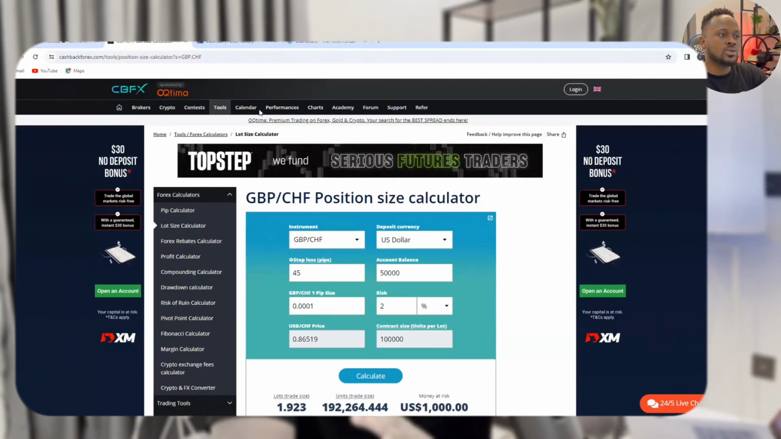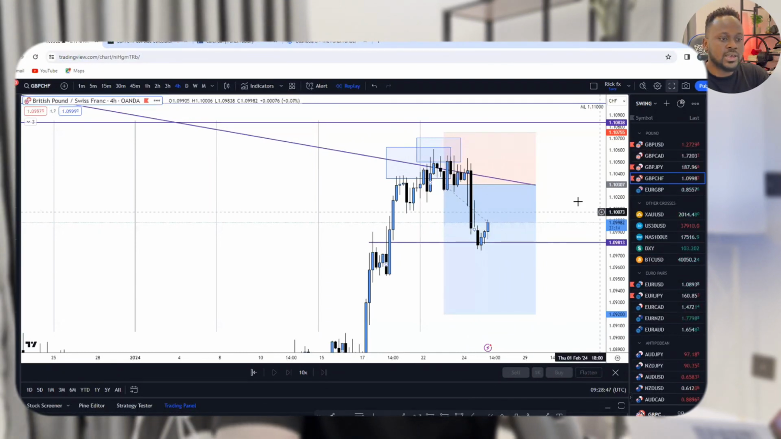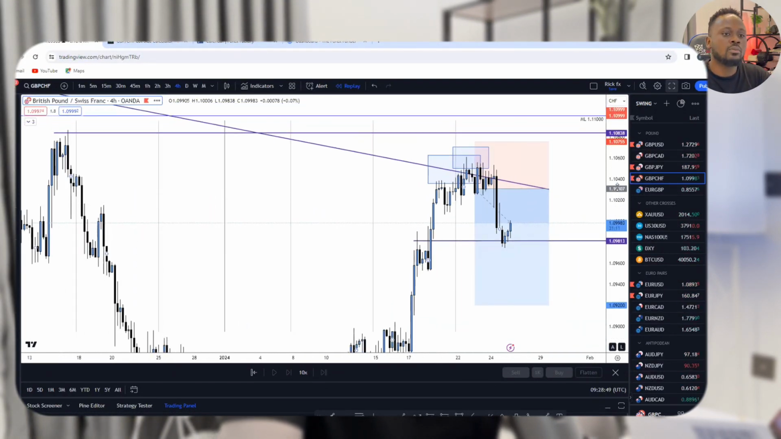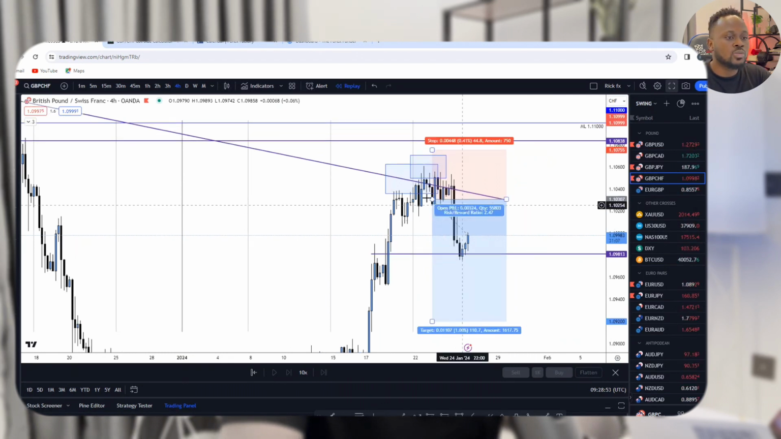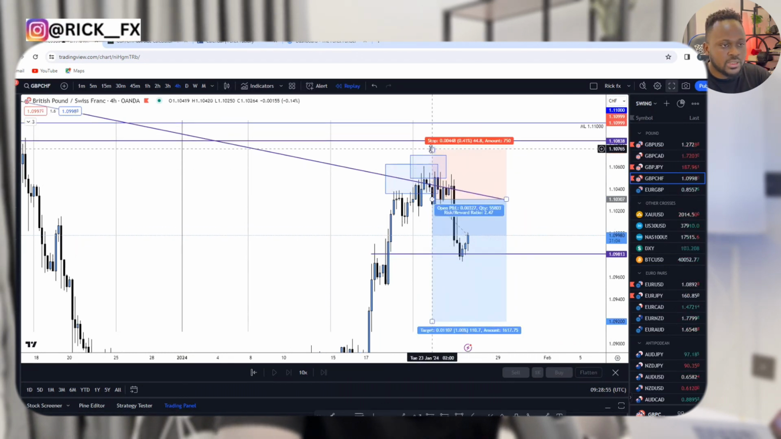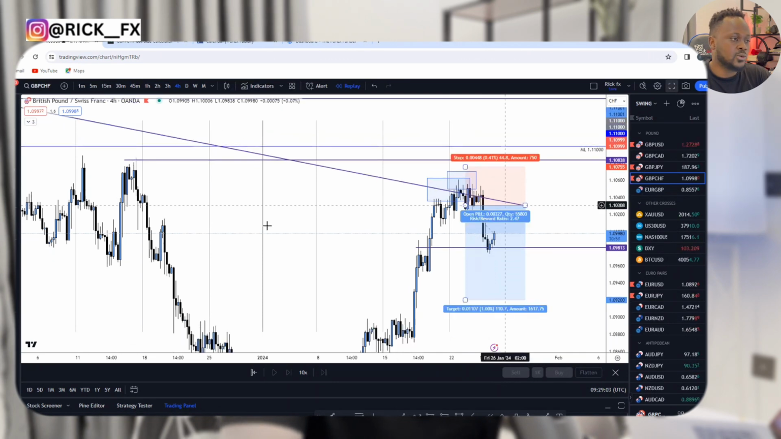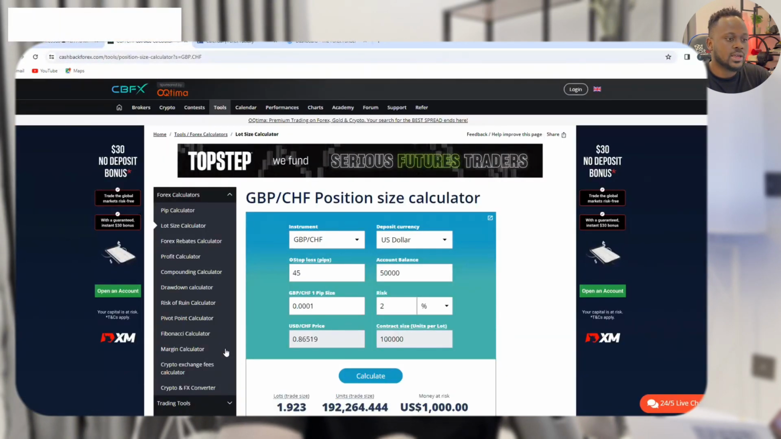So I just use my lot size, and to get my exact lot size, I'll always go to my lot size calculator, which is from Cashback Forex. So my entry here, my stop loss above the range, was allowing me to risk 45 pips. So when I went to the lot size calculator, I put my parameters in there: GBP CHF, US dollar, 45 pip stop loss.